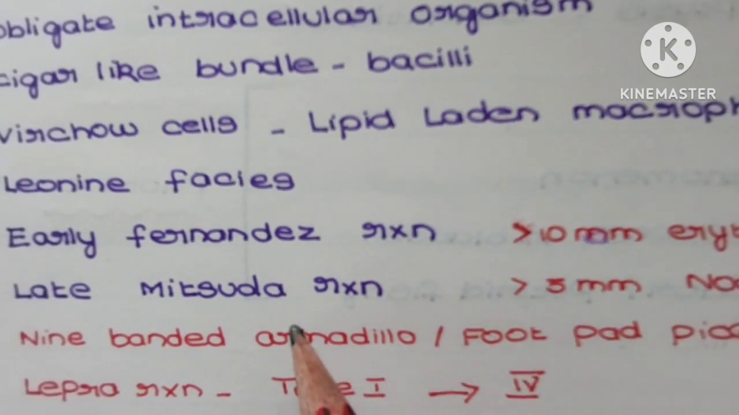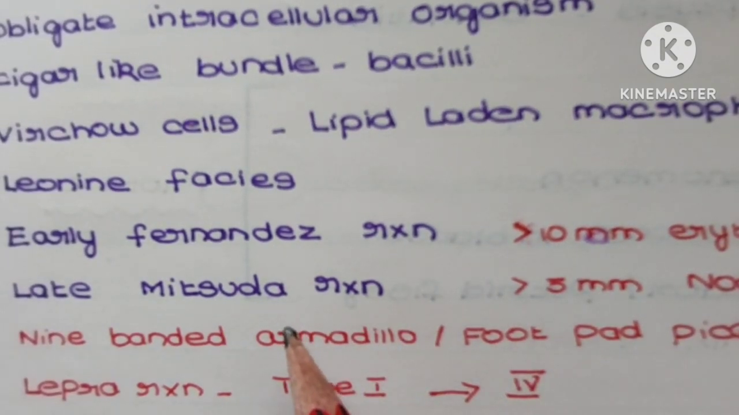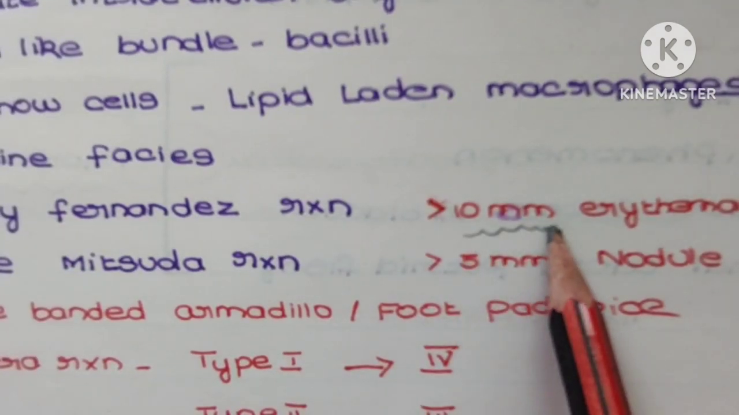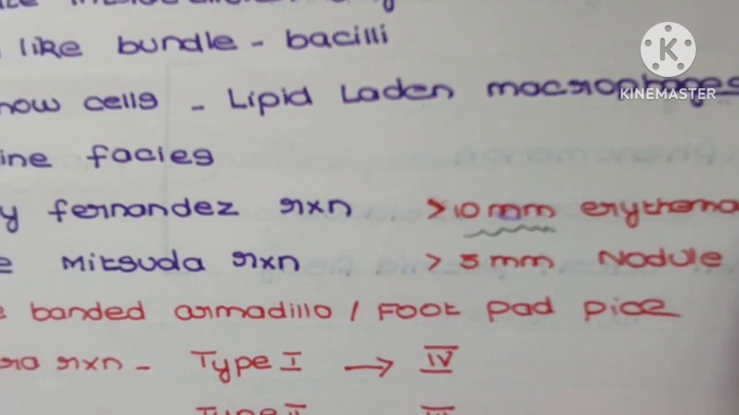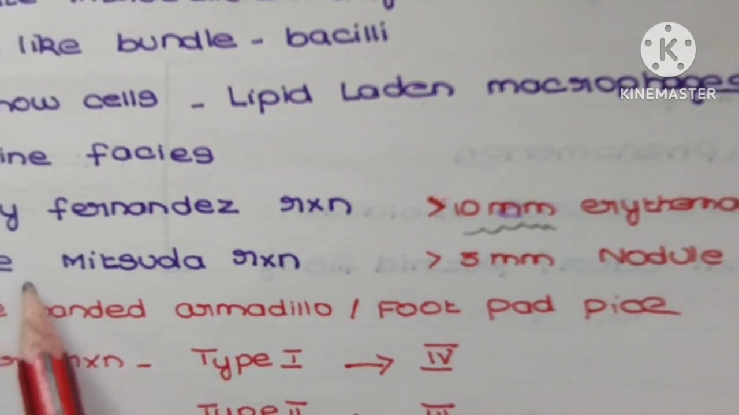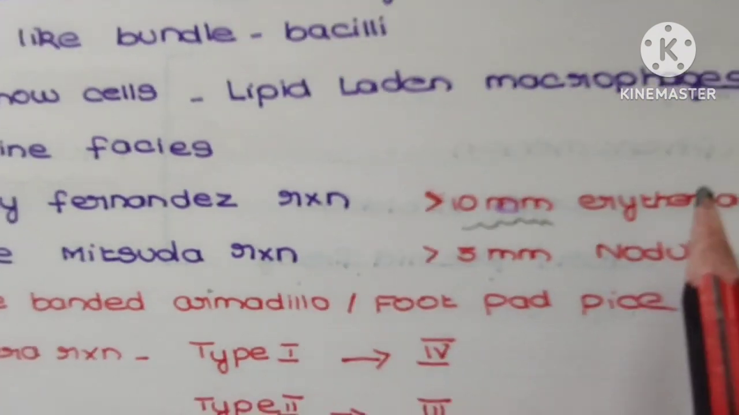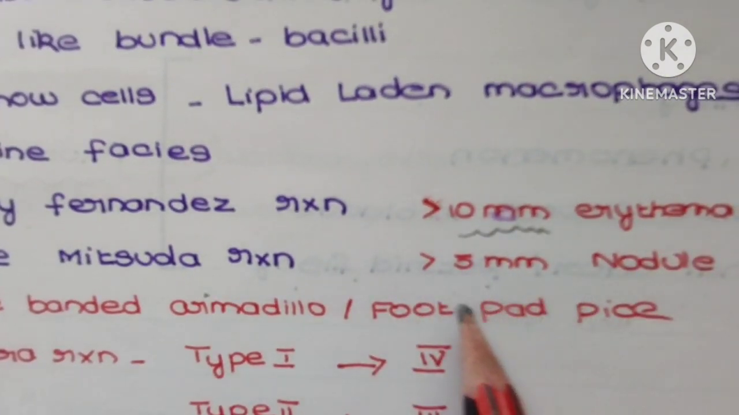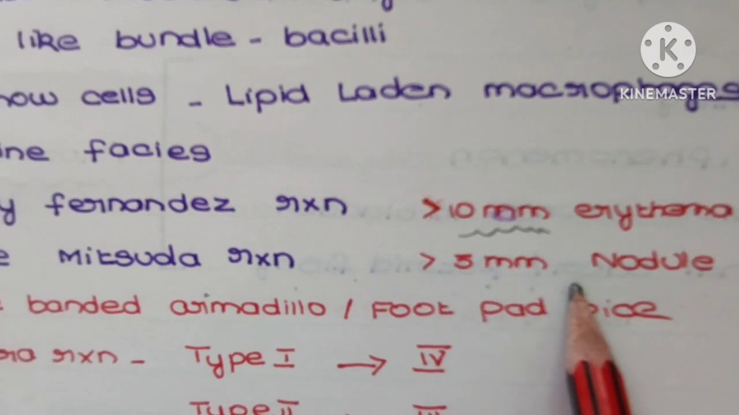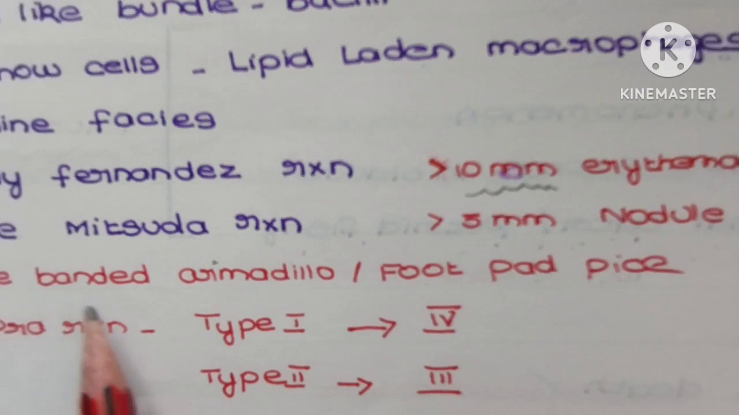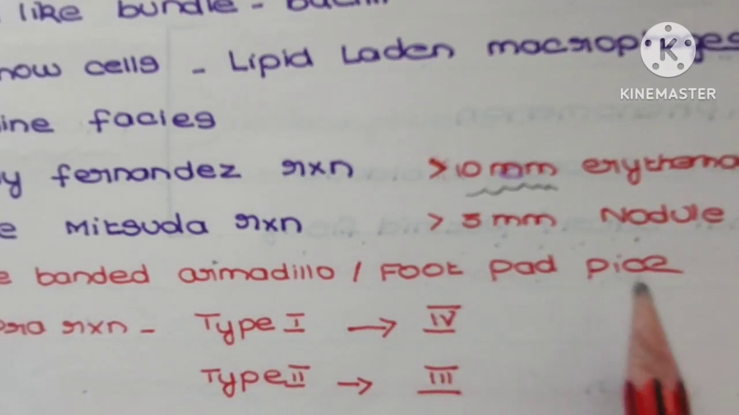0.1 ml of lepromin antigen will be injected intradermally in the forearm. After 48 hours there will be an erythema. If it is more than 10 millimeters, then it is considered positive. Next, for the Mitsuda reaction, you will observe it after 21 days. You will see a nodule measuring more than 5 millimeters, then it is considered positive. And then the culture is usually done in the nine-banded armadillo or the foot pad of mice.